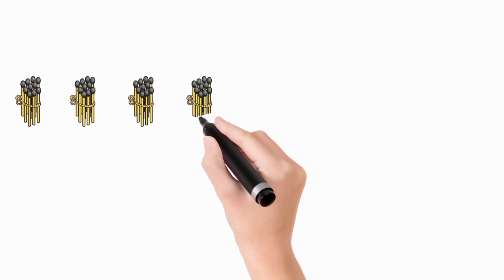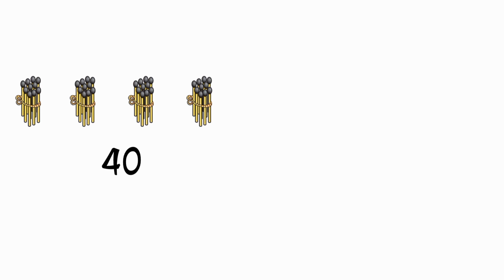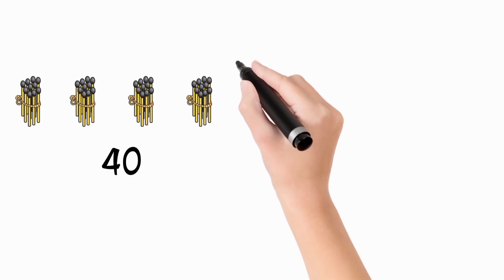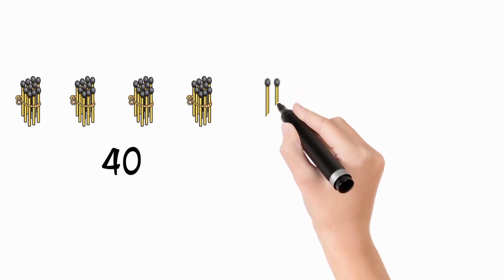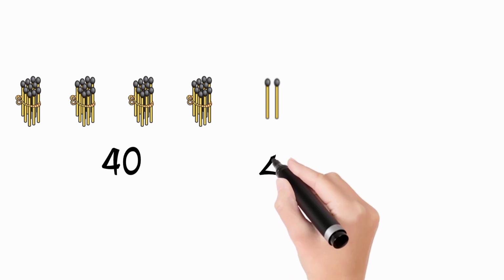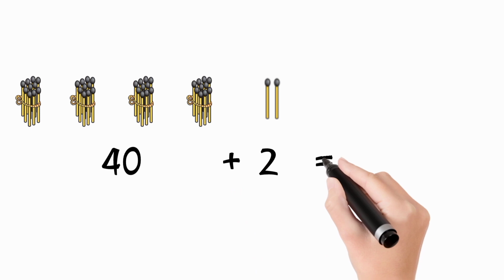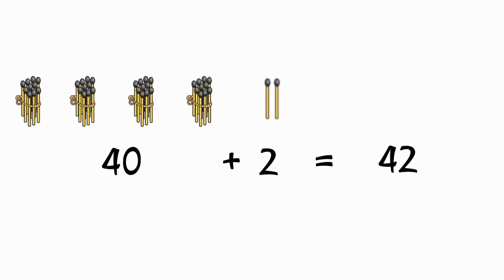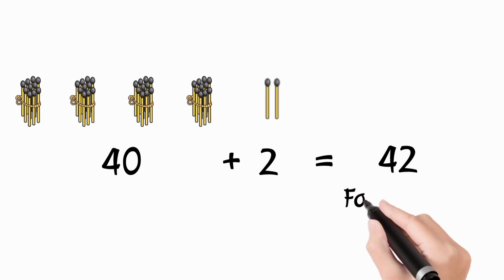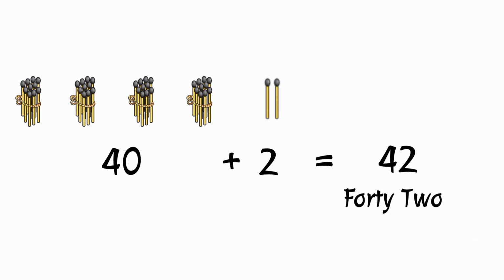Now we have 4 bundles, which means 40 and 2 loose matchsticks. So 40 plus 2 is equal to 42. 4 tens and 2 ones, 42. इसे 42 कहते हैं.